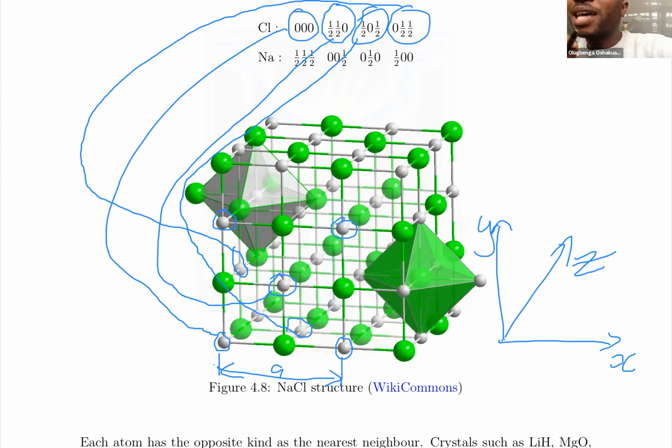So for the sodium, it is said to be at half, half, half. From the origin here, if we want to go to half, half, half, we travel half, and we also travel half. I hope that's clear. From the origin, we travel half on the x-axis, half on the y-axis, and also half on the z-axis. So this is the point half, half, half that this particular address is referring to.